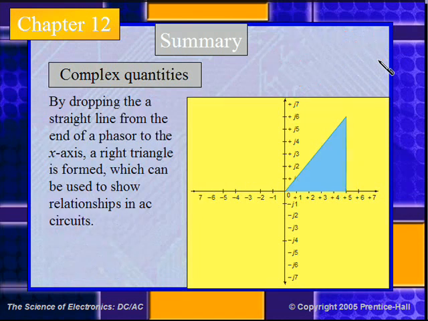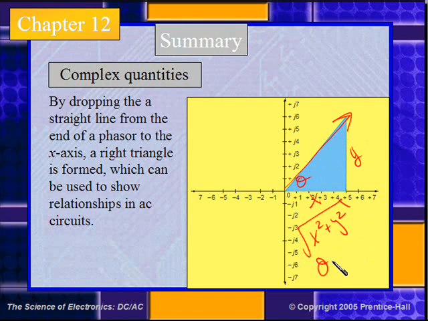By dropping a straight line from the end of the phasor to the x-axis, a right triangle is formed, which can be used to show the relationships in AC circuits. So here's that angle. This right here is your x value. This is your y value. So basically what you're finding is the length of this phasor, and that in turn is the Pythagorean theorem. So it's x squared plus y squared, square root, will give you the length. And again, the angle theta is the inverse tangent of opposite over adjacent side.